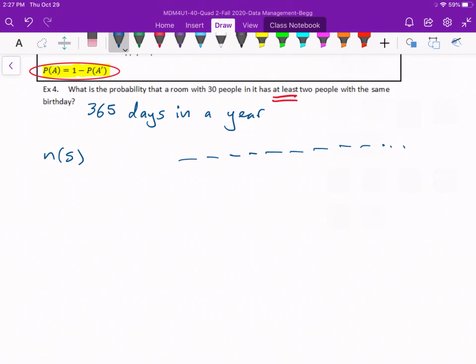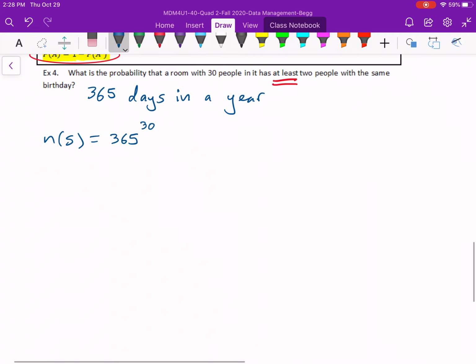So we can totally have repetition. So we got 30 spots here. I have 365 choices for the first person, 365 for the second, and so on. So I'm actually going to have 365 to the exponent 30 as my number of possible arrangements. Because once again, repetition is possible.